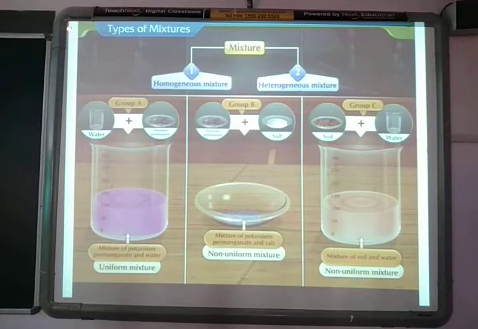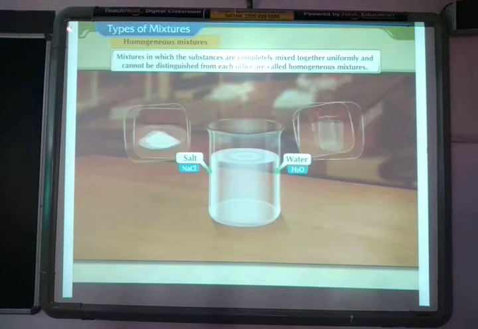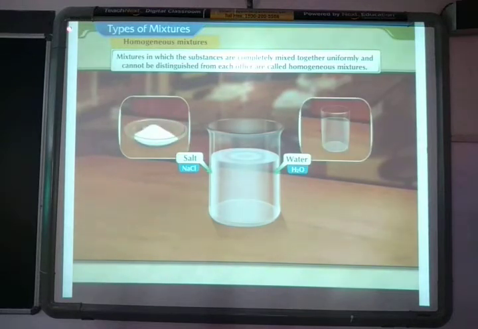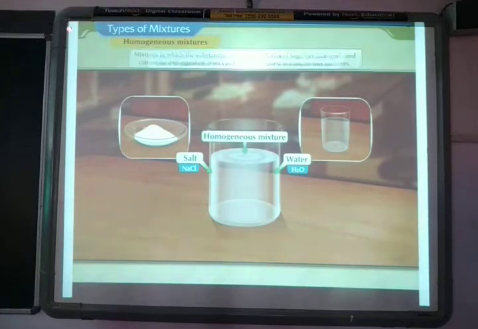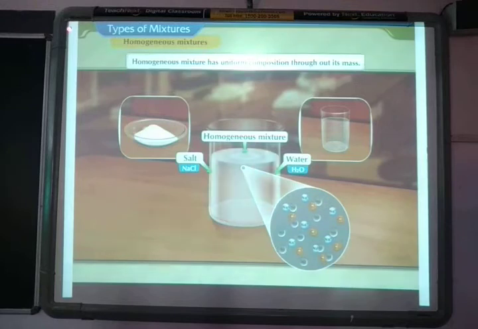Mixtures are of two types: homogeneous mixtures and heterogeneous mixtures. Homogeneous mixtures. Mixtures in which the substances are completely mixed together uniformly and cannot be distinguished from each other are called homogeneous mixtures. A homogeneous mixture has uniform composition throughout its mass.